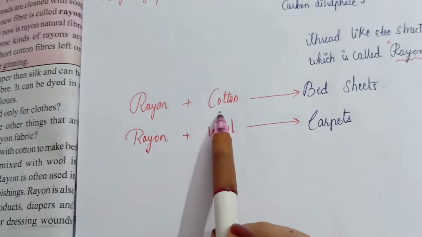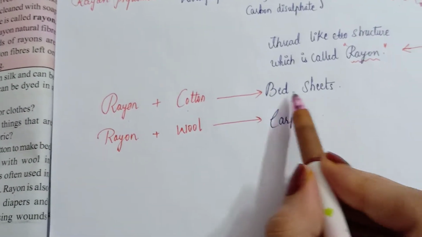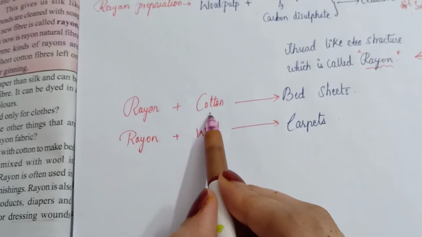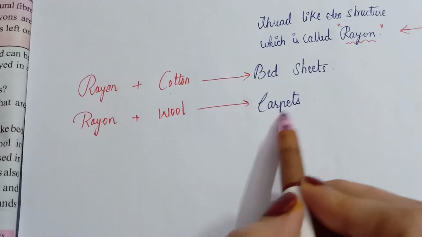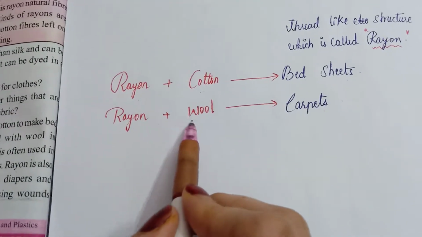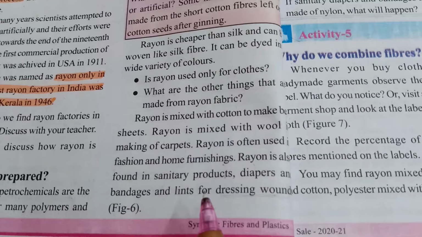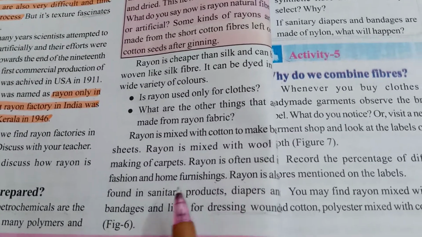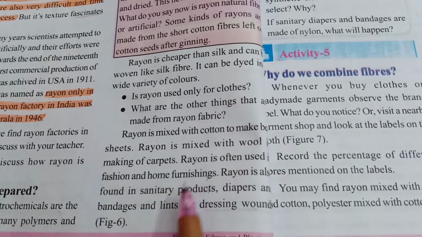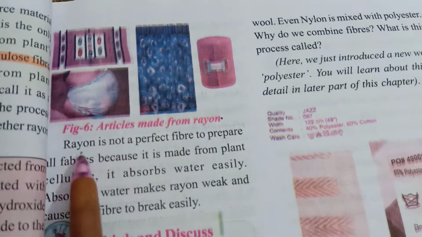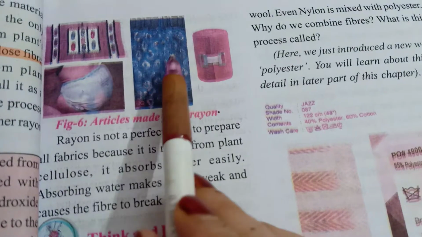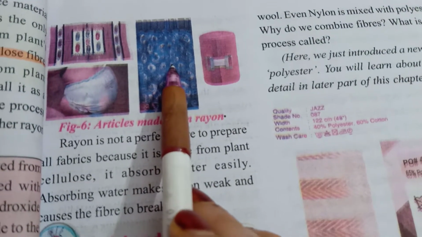What can be prepared from rayon? When rayon is mixed with cotton, it prepares bed sheets. To prepare bed sheets, rayon is blended with cotton. And when rayon is mixed with wool, it prepares carpets. So for the preparation of carpets, rayon is mixed with wool, as seen in our textbook. There are several other things in which rayon is very useful, like furniture, dressing, bandages. And here is just an image of articles in which rayon is used, such as diapers, carpets. And what is this? I am unable to understand this.